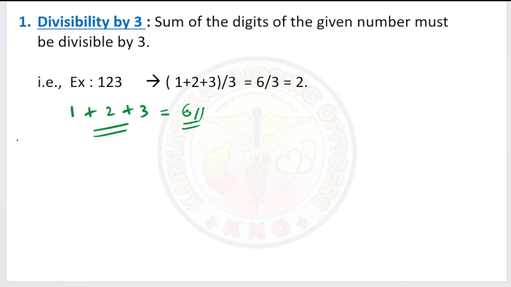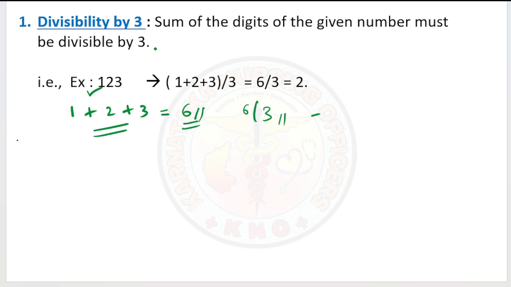So here 3 digits are replaced by a single digit. Correct? Now if you divide by 3, 6 is divisible by 3, right? Then we can say that 123 is divisible by 3. Understood? So what is the divisibility rule by 3? Add the digits of the number and divide that by 3. Okay, so this is the divisibility rule by 3.